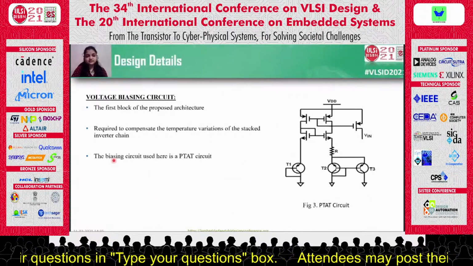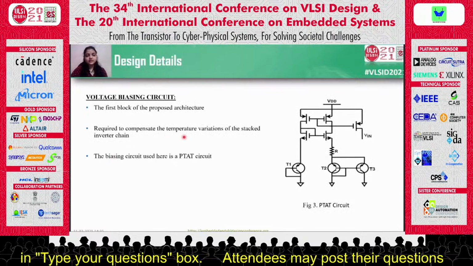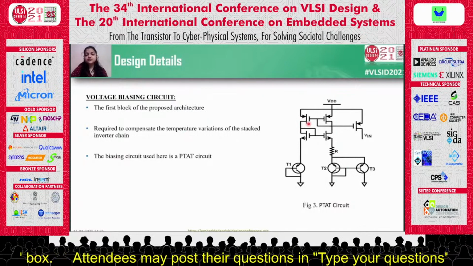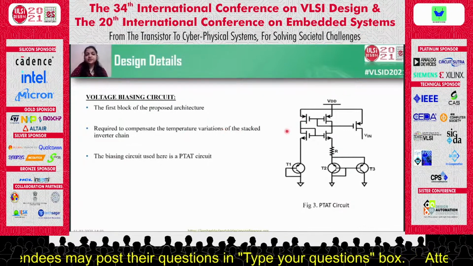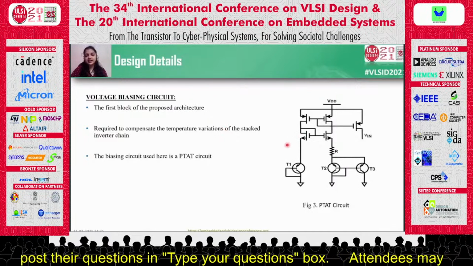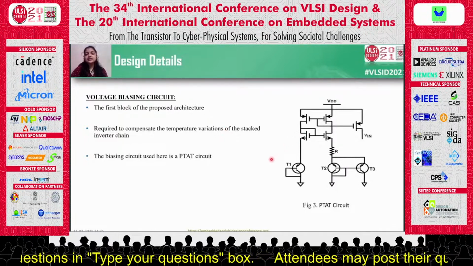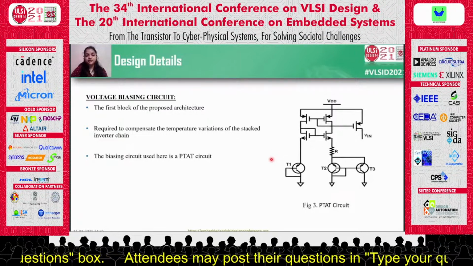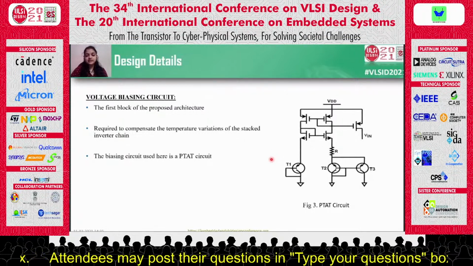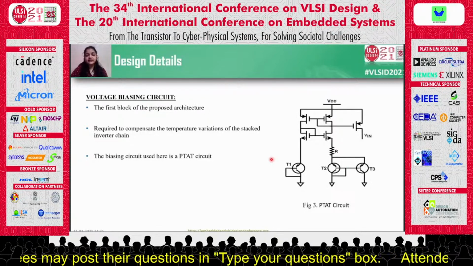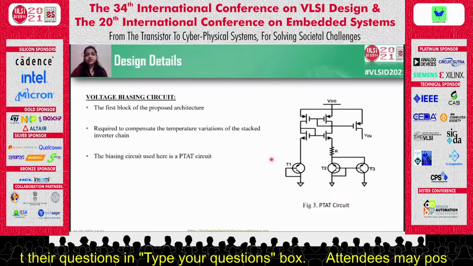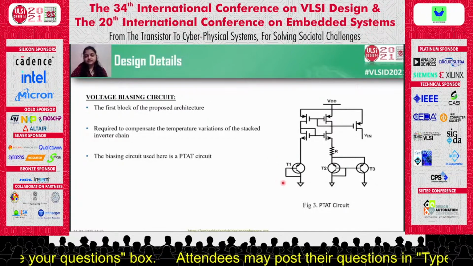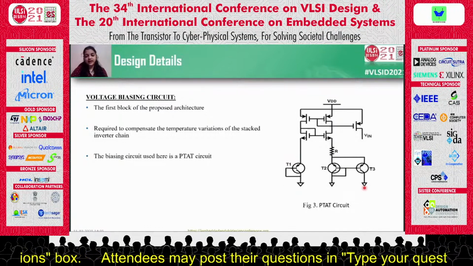This is the first block of the proposed architecture, that is voltage biasing circuit. This is required to compensate the temperature variations of the stacked inverter chain. It was observed that the stacked inverter chain showed CTAT behavior, that is complementary to absolute temperature. In order to compensate that, we need a PTAT generator, that is proportional to absolute temperature. So we used a PTAT circuit as voltage biasing circuit. Here is the image of the PTAT circuit.